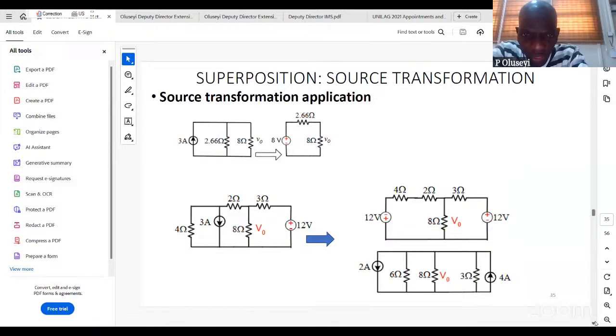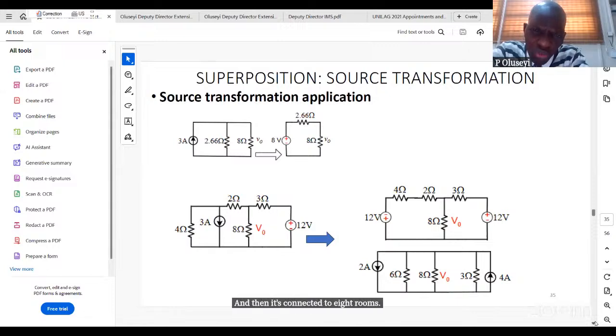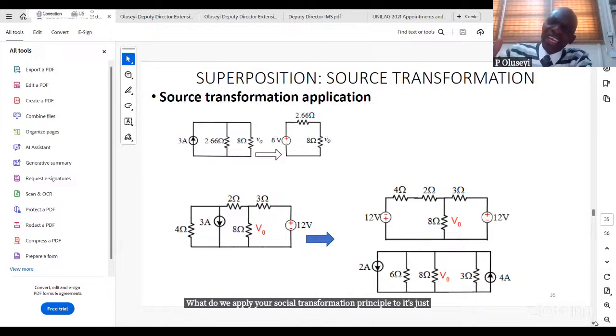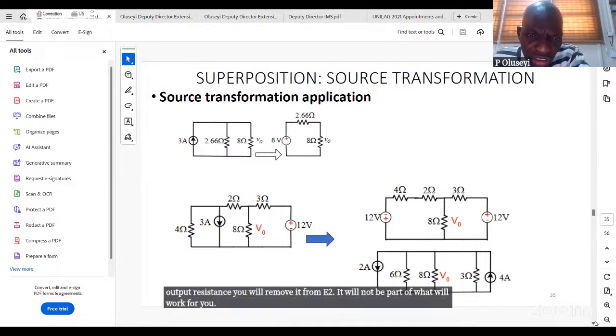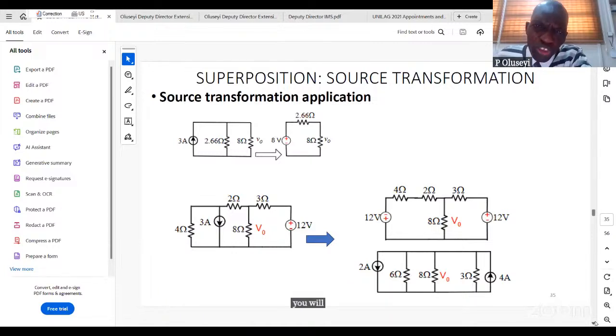So let's look at this. Please, can you draw this out in your note? 3 amps is in parallel with 2.66 ohms, and then it's connected to 8 ohms. Because we are discussing source transformation, what we apply the source transformation principle to is just the source. You will remove the output resistance from it. It will not be part of what will work for you. You will disconnect your output resistance, because you can see V out on that 8 ohm resistance.